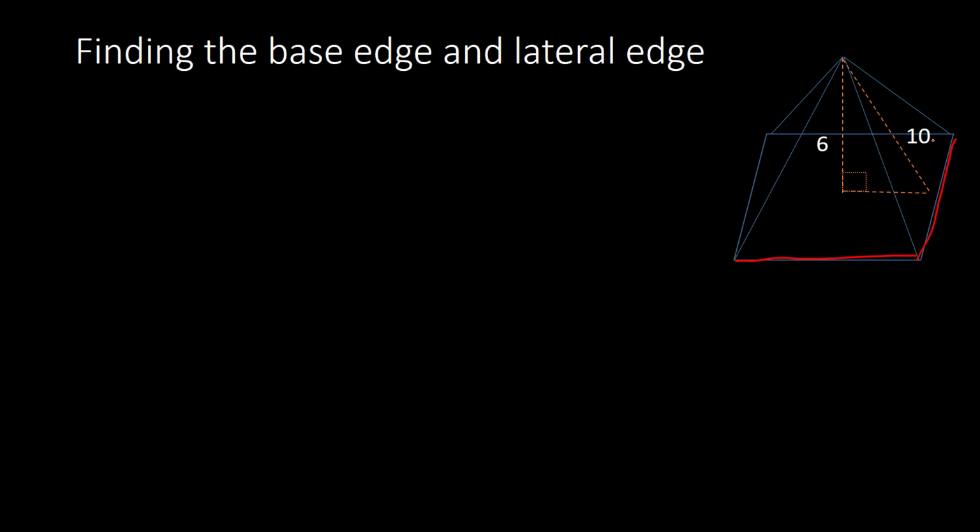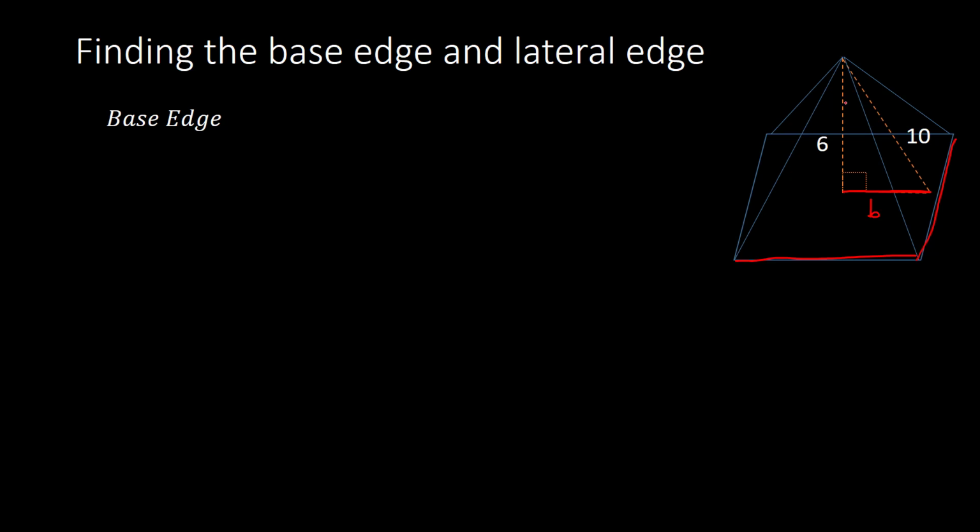So in this case, starting with the base edge, what I can do is use the fact that this length right here is going to be half of the entire length across. So if I can find this length right here, then I can find the entire way across, which I can then use later if I wanted to find the total area as well as the volume.